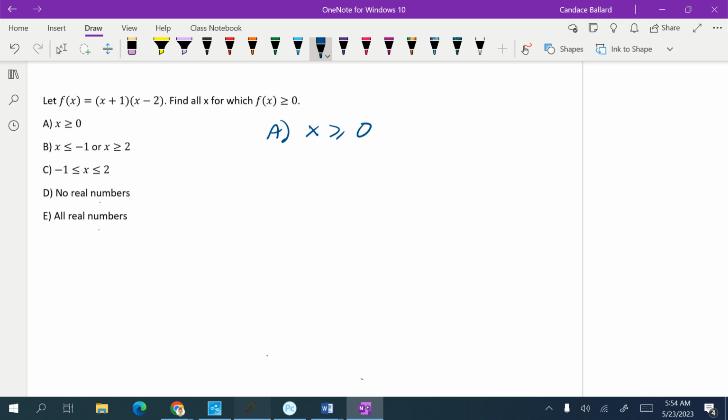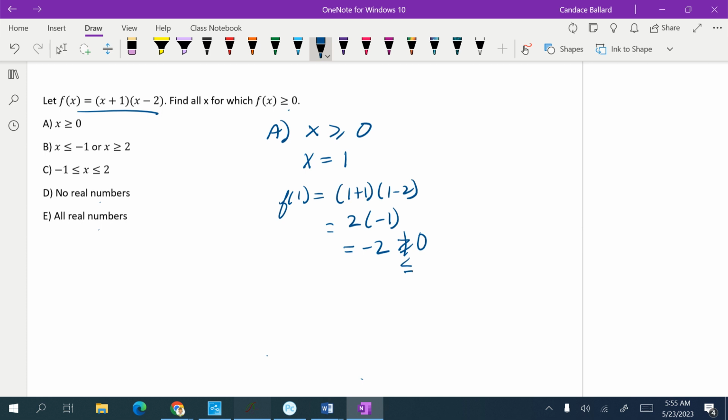So we know our first one, the x value has to be greater than or equal to 0. I'm going to choose that x is equal to 1 because I know that that's just greater than 0. So I'm putting that into here. So I'm finding f of 1 equals (1 plus 1) times (1 minus 2). 1 plus 1 is 2, and 1 minus 2 is negative 1, which means I get negative 2, which is definitely not greater than 0. It's less than 0. So I know that this is false. So I know that that one cannot be a choice.